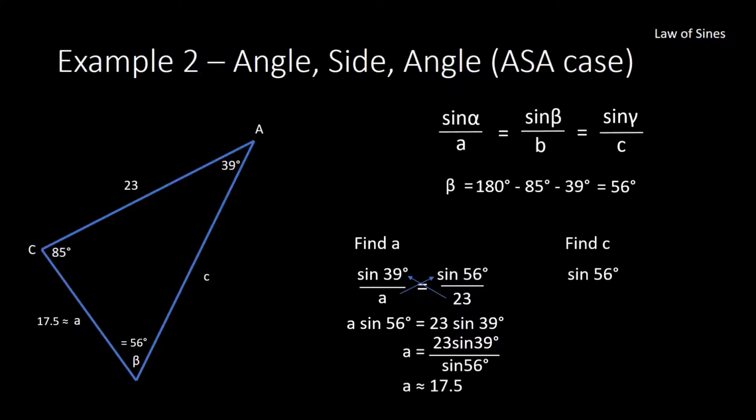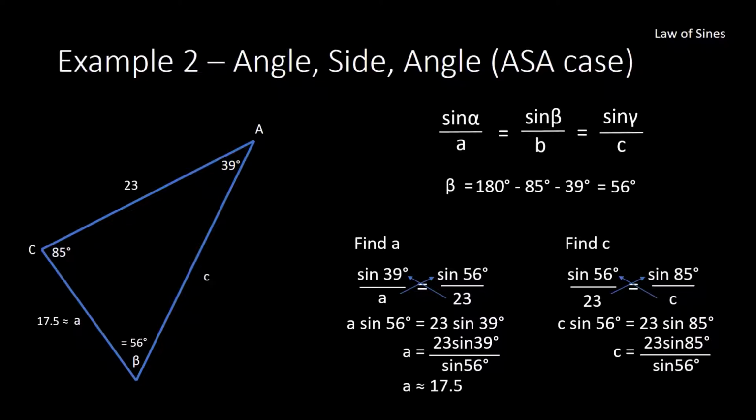Now to find C, we do the same steps as before. Sine of 56 degrees over 23 equals sine of 85 degrees over C. Cross multiply and we get C times sine of 56 degrees equal to 23 times sine of 85 degrees. Divide both sides by sine of 56 degrees to get C. C will be equal to 23 times sine of 85 degrees over sine of 56 degrees, which is about 27.6.